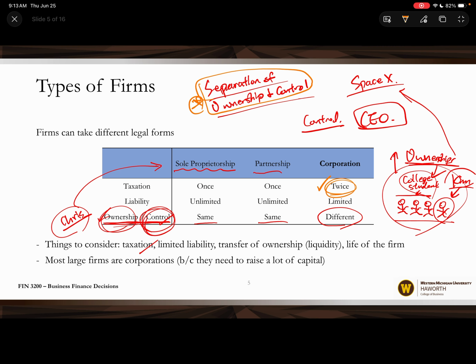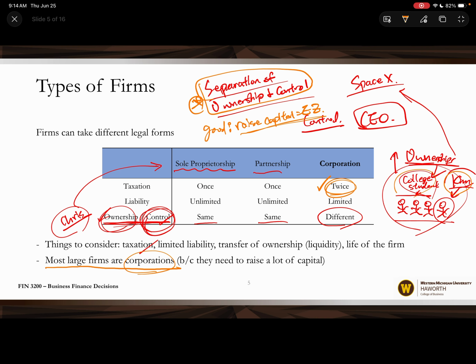So the separation of ownership and control is not really clear. One good thing is that it makes it a lot easier to raise capital. Raising capital is easy, because people like you and me, even if we don't know anything about the business, as long as we have the money, we can provide capital to the firm. So this is one of the reasons why most large firms are in the form of corporations. It's easier to attract capital.